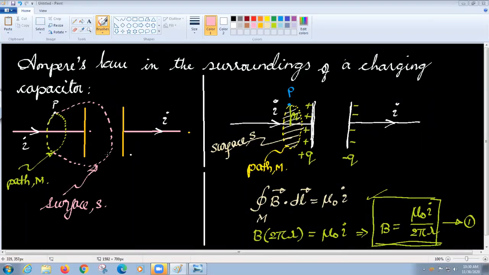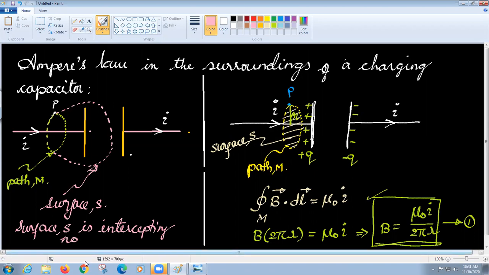So now there is no current, yes. So this surface, yes, we can write like this: surface, yes, is intercepting no current. Okay.